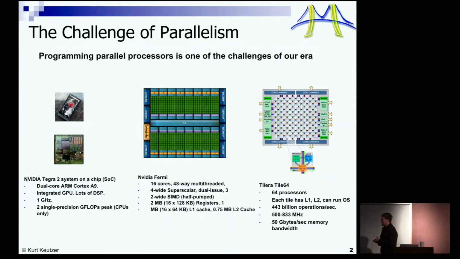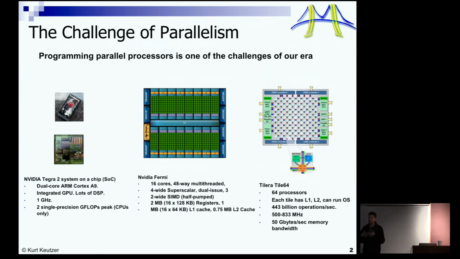OK, so parallelism is a big challenge, and that's part of the reason probably why you're taking this course, is that it's becoming more important as time goes on. Even your cell phone, this is a Tegra 2 system on a chip, has a lot of parallelism. There's an SoC with a lot of different hardware blocks in there: DSPs, GPU, general purpose processor. Even within the general purpose processor, it's multi-core, and some ARMs have vector units.